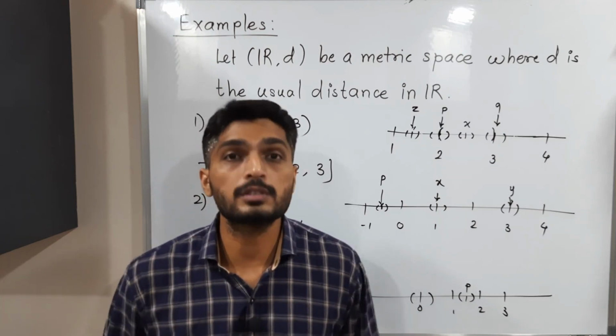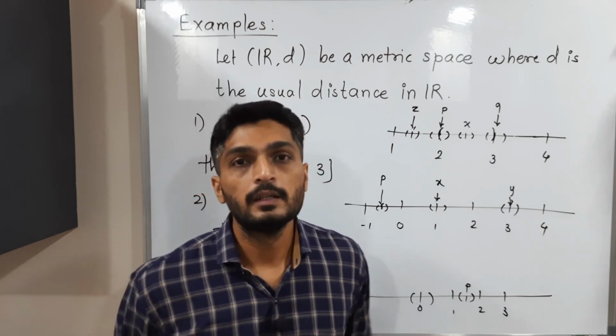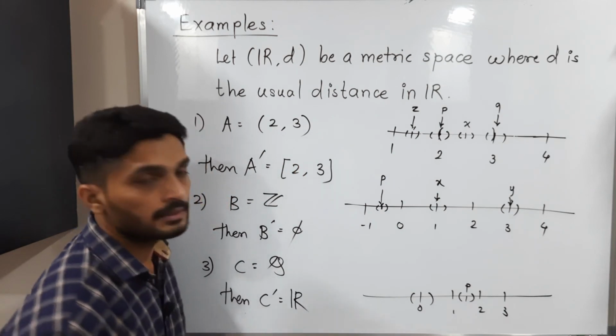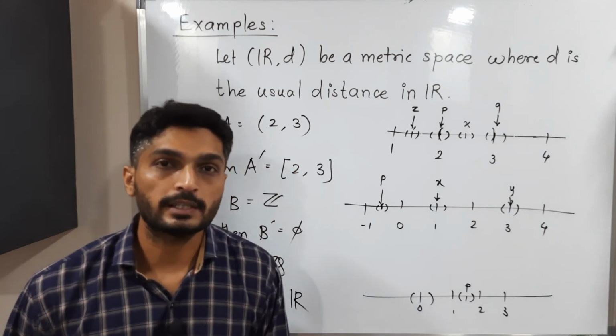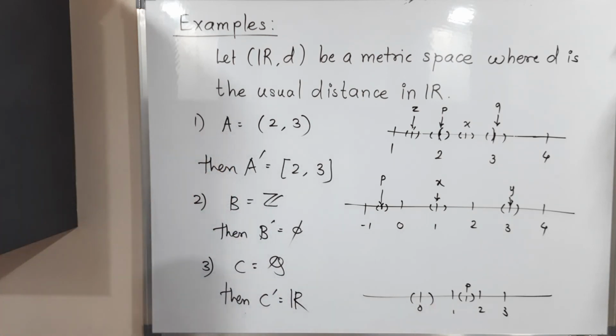So what I want to say is, if you consider any arbitrary point, 100% it is a limit point. So all real numbers are limit points of the set Q. Therefore, the derived set is R. So in this way, we have discussed these three examples.